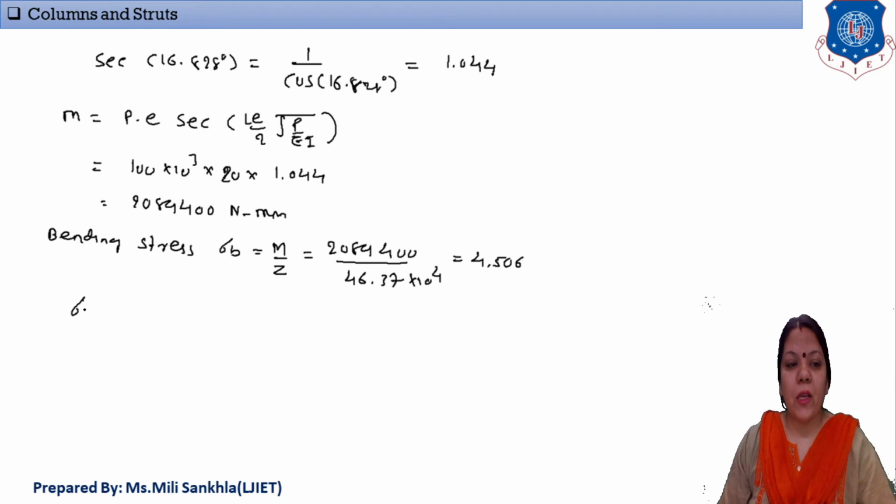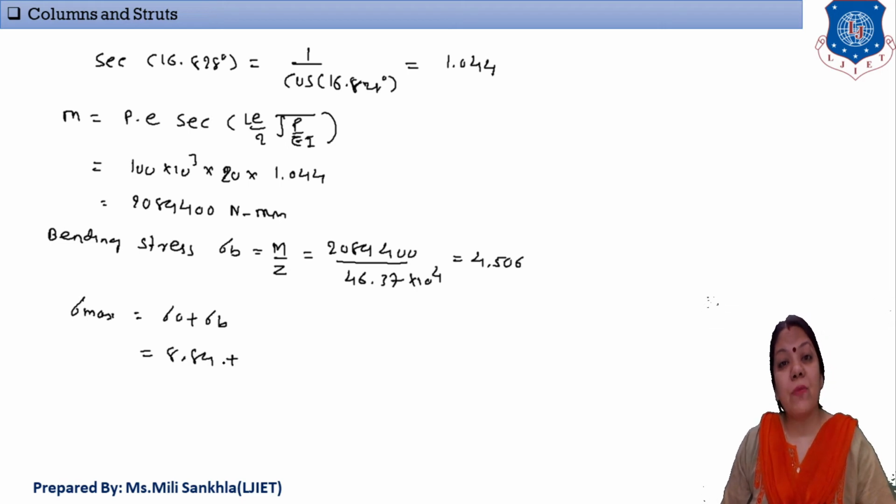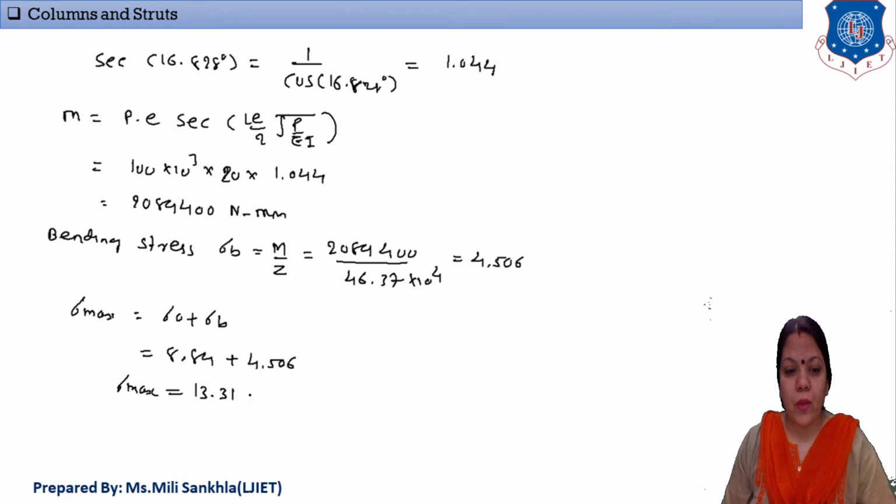Now we find out the second value, that is our sigma maximum. So right here, sigma max is equal to the summation of direct stress plus bending stress. Now direct stress we found 8.84 and bending stress we recently found 4.506. Okay, and the summation of these two values is sigma max is equal to 13.31 Newton per mm square. Okay, here we found our first answer, that is sigma maximum.